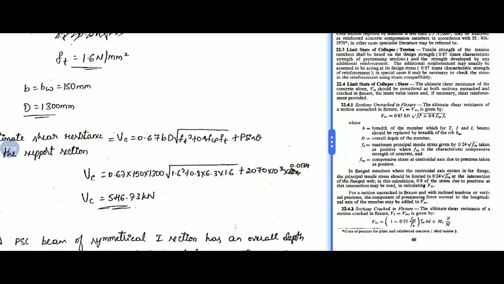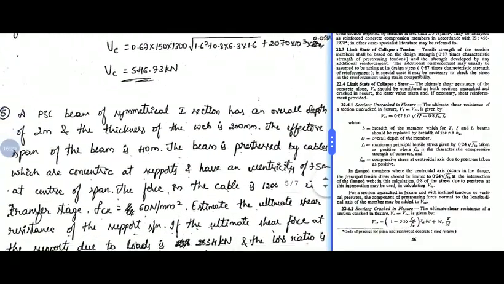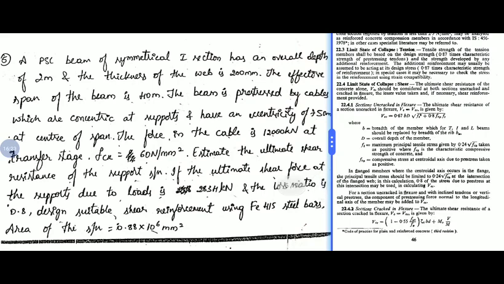So everything is the same: 0.67 bd square root of ft square plus 0.8 fcp ft, plus P sin theta. It has a different profile. So other than a straight profile, if it is any parabolic or inclined profile, then we need to add the vertical component of the pre-stressing force. On substituting we get Vc equals 546.73 kilonewton as the ultimate shear resistance of the beam at the support section. So next problem.